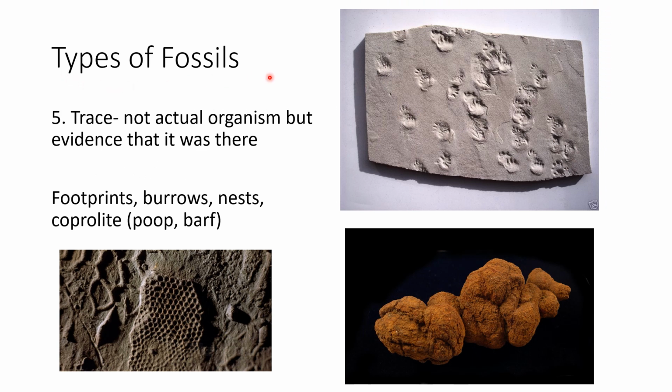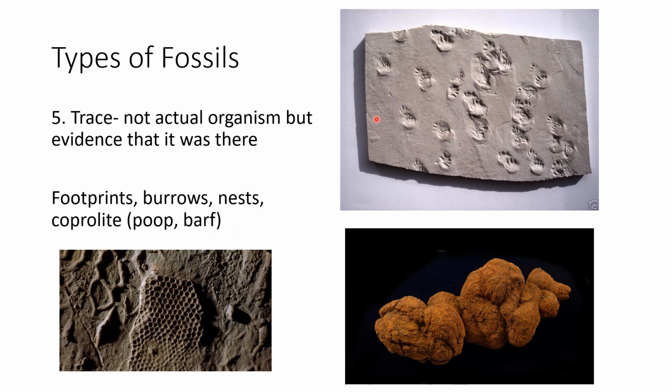The last type of fossil is a trace fossil. So this is evidence that an organism was there, but it's not actually part of its body. This can be anything from footprints to nests to burrows, or even what's called coprolite, which is like poop or vomit or something from the animal.